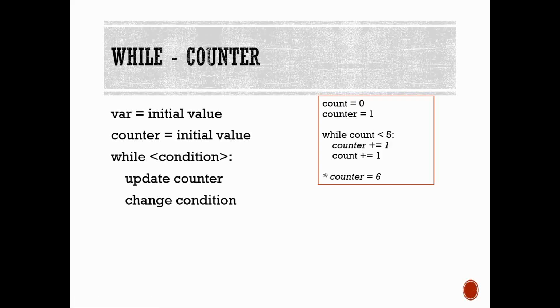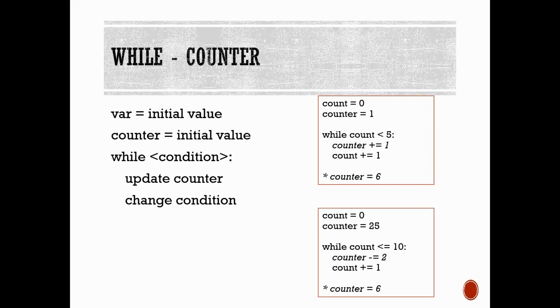So here's an example. I'm going to set my count variable to 0, and I'm going to initialize my counter to 1. And then while the count is less than 5, I'm going to increment both my counter variable, and I'm going to change my condition by updating my count by 1. So my counter variable is initialized to 1. The first time through the loop, it will increment it by 1. My counter variable is now 2. The next time through the loop, it increments it by 1 to 3. And by the time I finish the loop, my counter variable is going to equal 6.